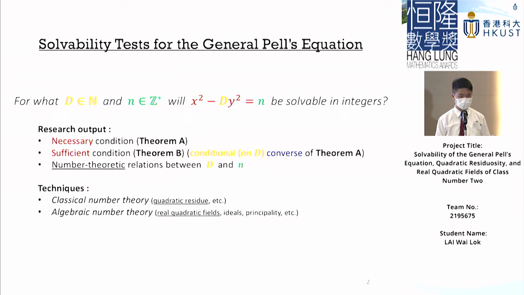I'm sorry, it's the wrong page. But I have proved a necessary condition for the Pell to be solvable, Theorem A, and a sufficient condition for it, Theorem B, which is a partial converse of Theorem A, conditioned only on concrete and necessary assumptions on D. The techniques used in formulating and proving these theorems include the quadratic residue, real quadratic fields, principality of ideals, etc.